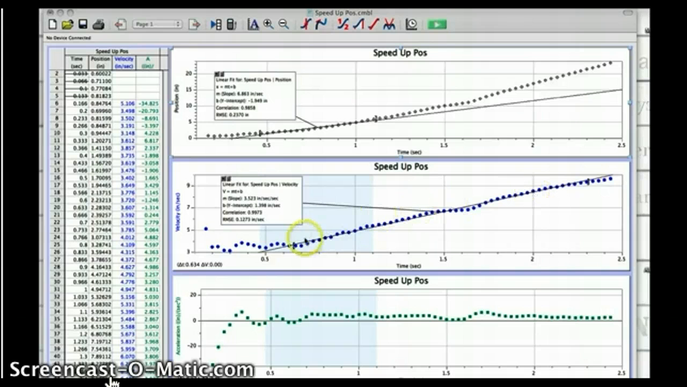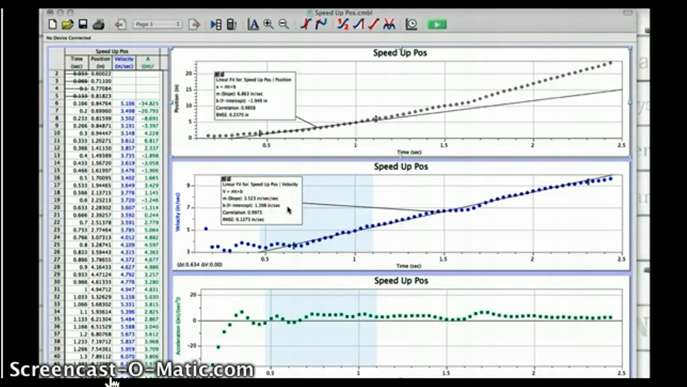And since the slope of this line is positive, that means it's going in a positive direction. The slope being roughly 4 inches per second, what that means is every second the fan cart would increase its speed by a rate of 4 inches per second.